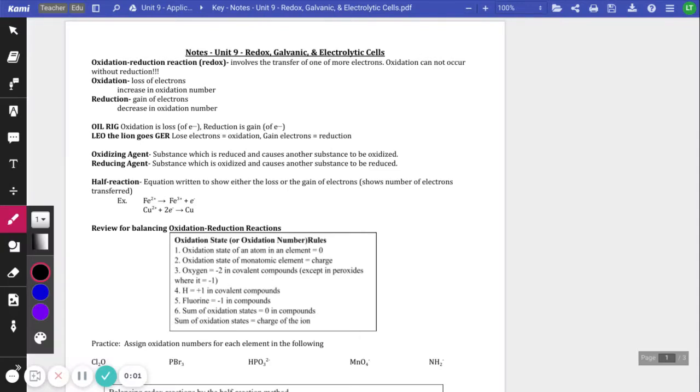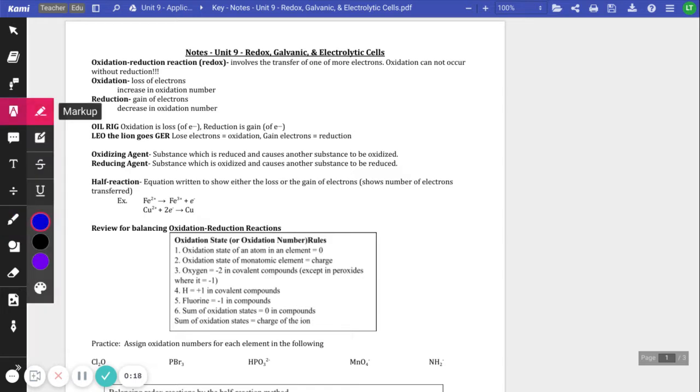Hello guys, so today we are going to jump into the second half of our unit, which is electrochemistry. It's what we'll cover for the next 3 class periods. And we're going to start by going over a redox review, or an oxidation reduction review.